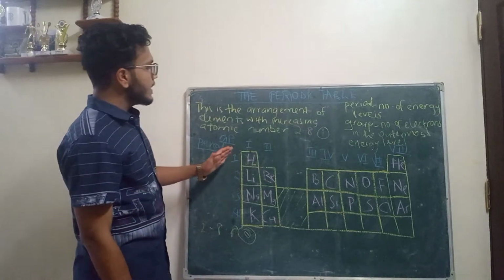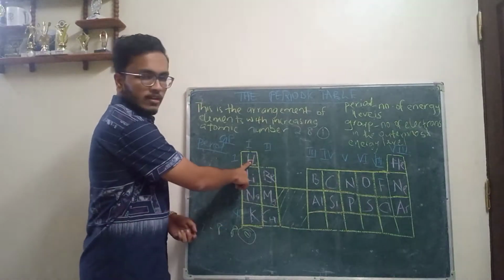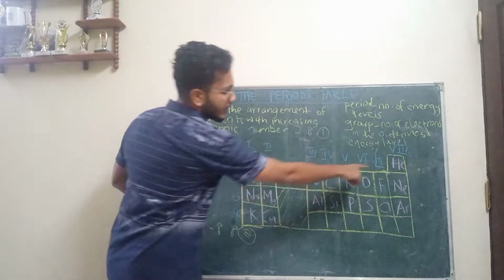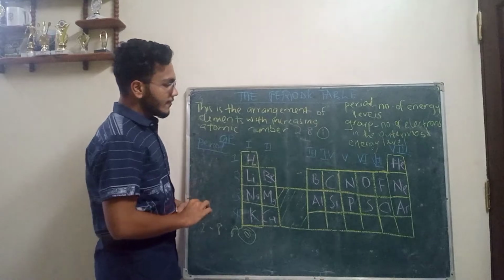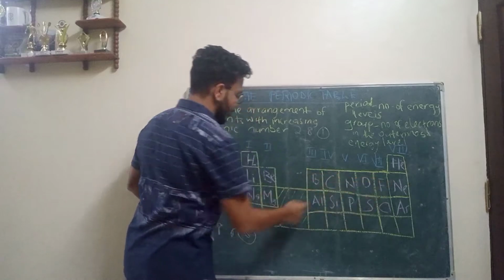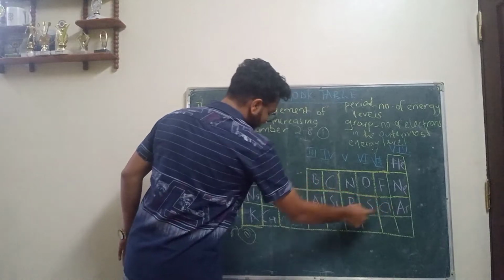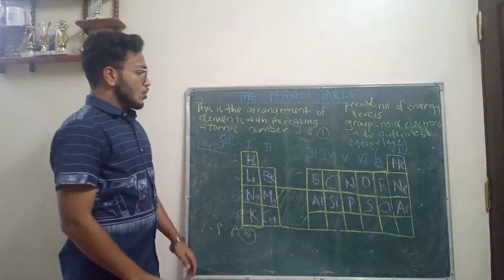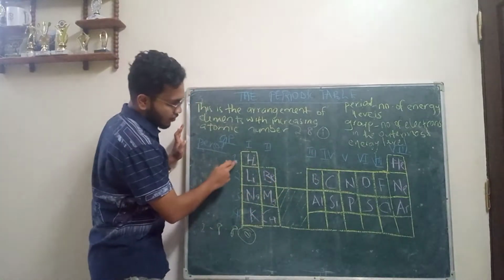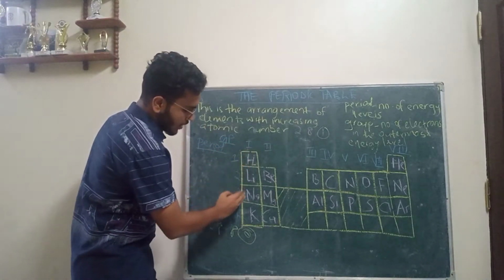So, as you can see, arrangement of elements with increasing atomic number. With atomic number 1, we have hydrogen. With number 2, we have helium. I will explain why helium is in group 8 and not in group 2. Then we have lithium, beryllium, boron, carbon, nitrogen, oxygen, fluorine, neon, sodium, magnesium, aluminium, silicon, phosphorus, sulfur, chlorine, argon, potassium and calcium. So these are the groups, and the groups are represented with Roman numbers and the periods are represented with normal numbers. So group 1 consists of hydrogen, lithium, sodium and potassium.